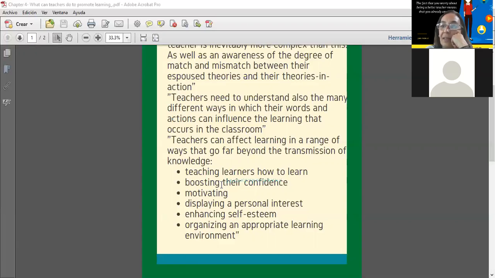Good. And sorry, a question. How can we boost their confidence? For example, by making a careful choice of the language you use. Language. Okay. That is to say, when you speak to them, when you write instructions, make them feel they are safe in your classroom.